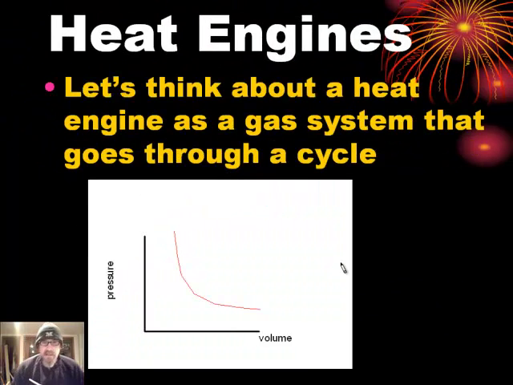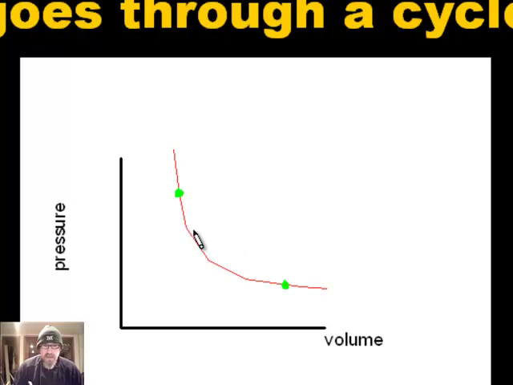Well, let's think about a heat engine as a gas system. They don't always have to be gas systems, but the most common ones certainly are. And it goes through a cycle. Let's think about what would have to be the first step. Well, if we want to get the most work out of a gas, as we saw in our last notes, we want to have it undergo an isothermal expansion. So we would move the gas from here to here isothermally. That would be ideal because that would give us the most possible work out of this system.